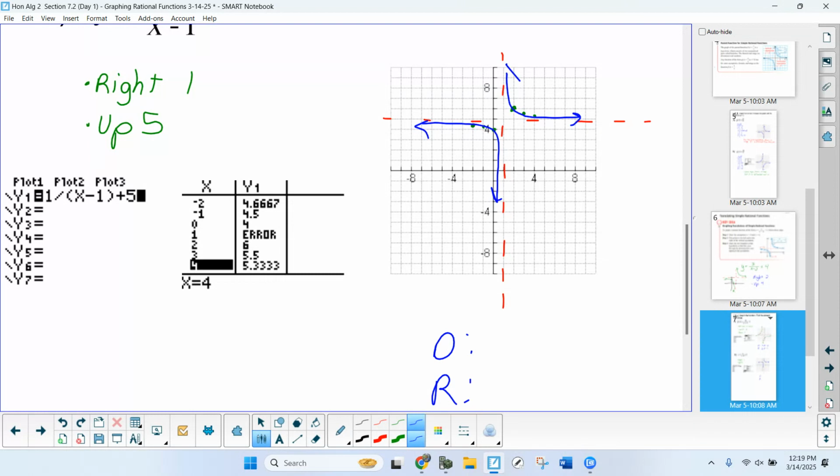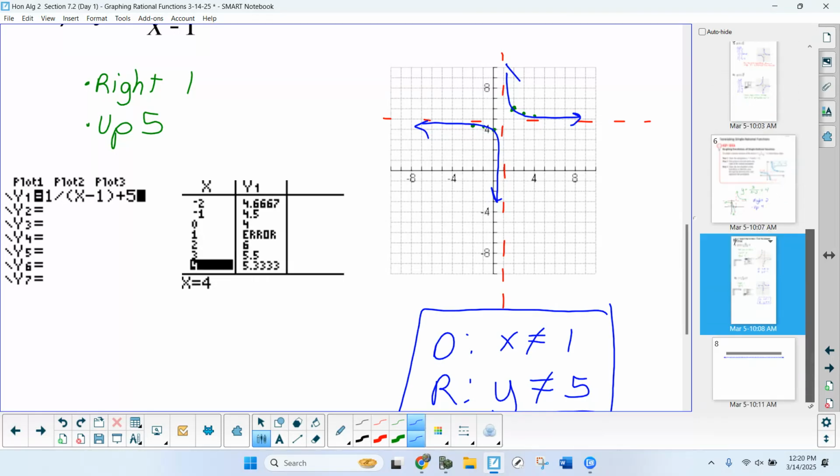See, you guys can do domain and range. All right, what's the domain? X cannot be what? 1, because you shifted right 1. What's the range? Y cannot be what? 5, because we went up 5. Perfect.